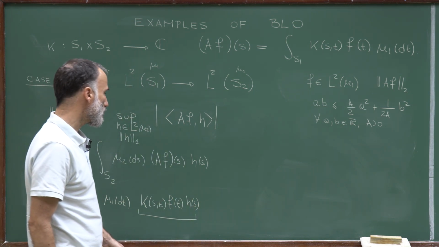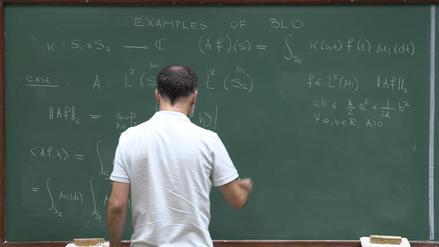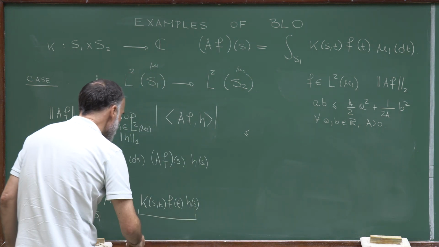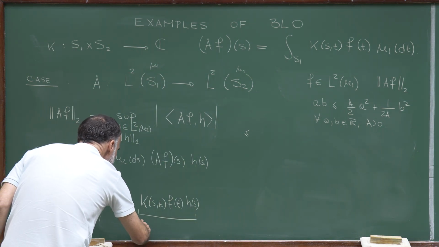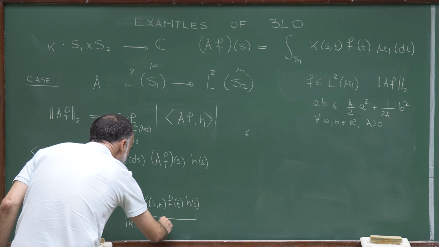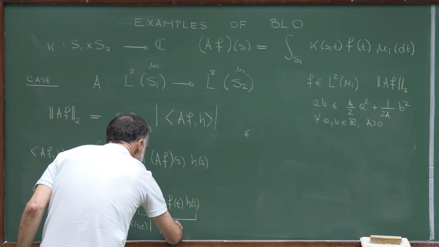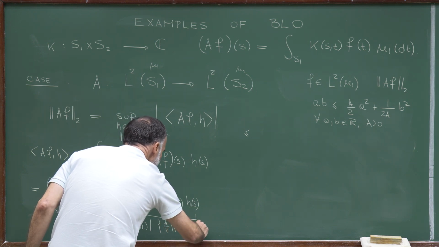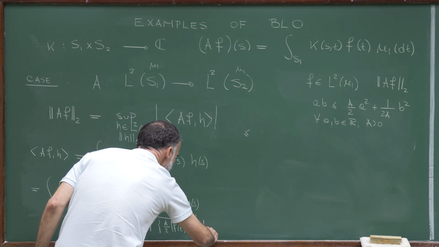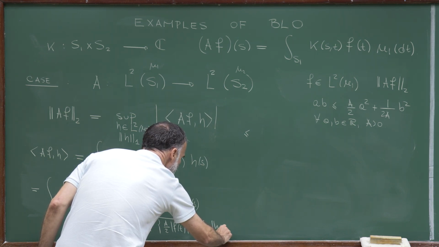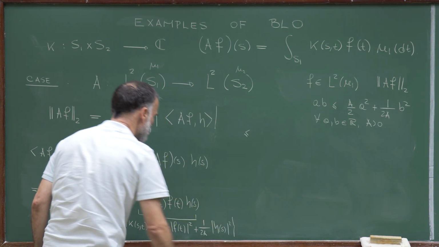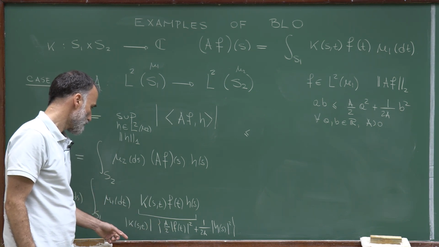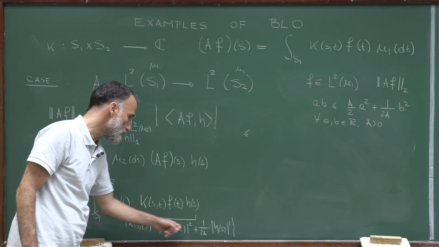I will estimate this quantity by k st times a divided by 2 ft squared plus 1 divided by 2a hs squared. So now I have two integrals, I have two terms. So I'll estimate the first one and then the second one.